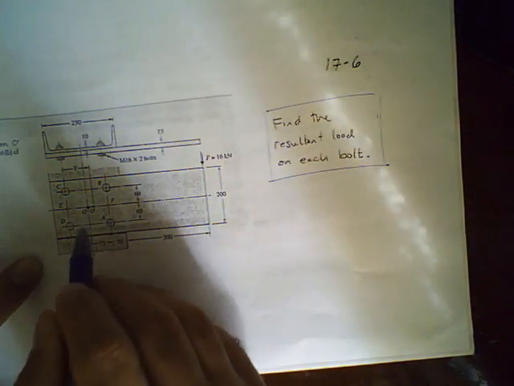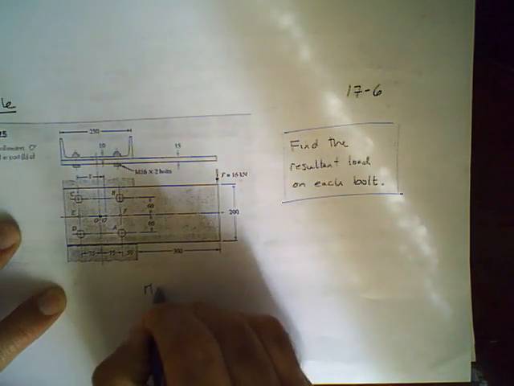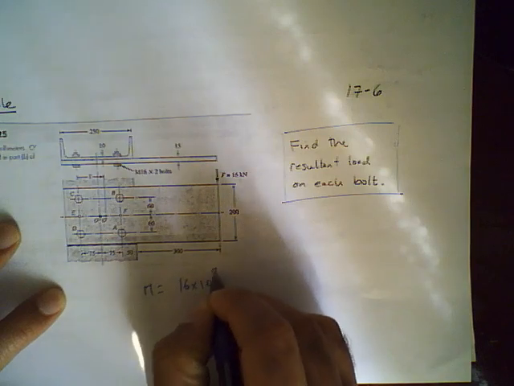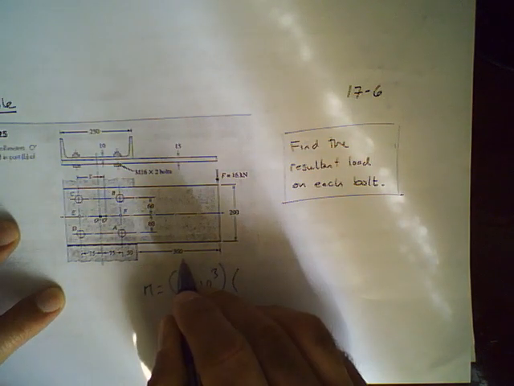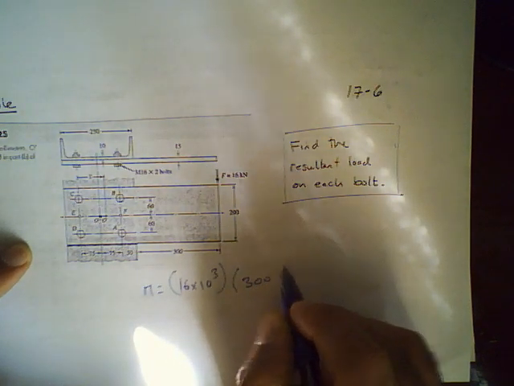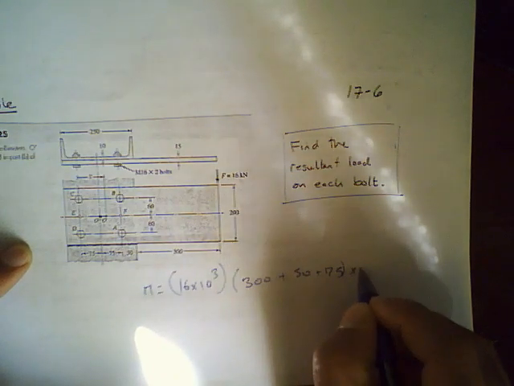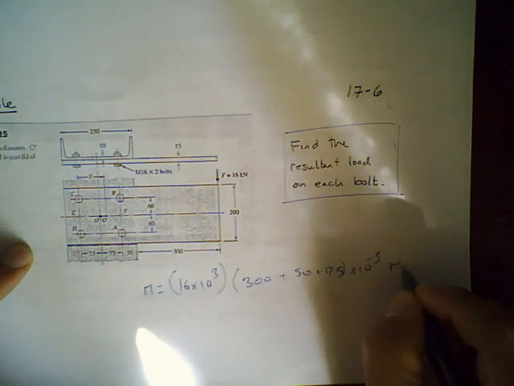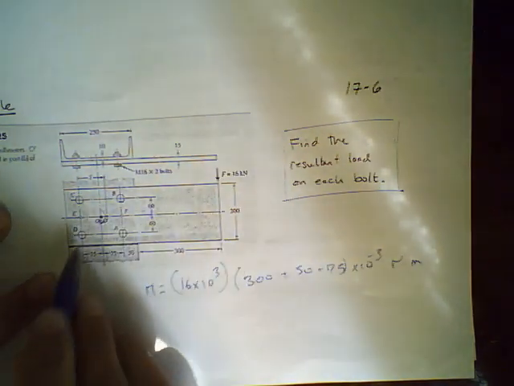The first thing we have to do is find the centroid. We know the centroid of these bolts is going to be located right in the middle because it's a symmetrical geometry. The moment is going to be equal to 16 times 10 to the 3, multiplied by, with all units in millimeters, 300 plus 50 plus 75, times 10 to the minus 3, newton meters. So I basically find the moment caused by this force. So this is my moment.